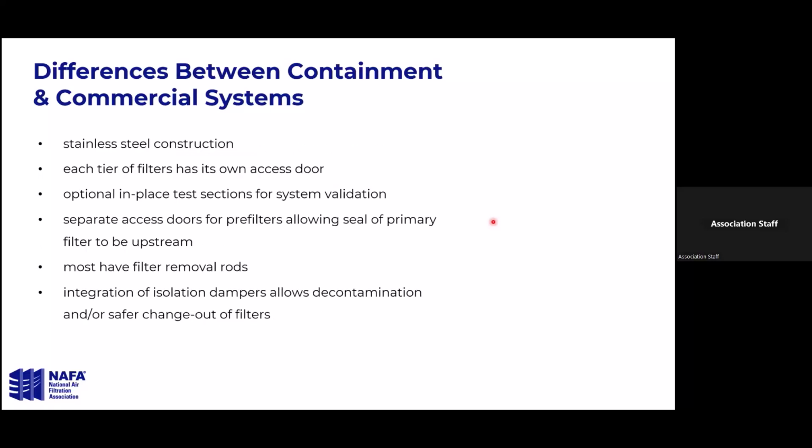Stainless steel construction, especially here in the States. Each tier of filters is going to have its own access door on a containment housing. So you may see a commercial system that's 3 high, and when you open that door, you see all 3 tiers of filters. On a containment housing, you're going to have individual doors per tier. So if it's a 3 high housing with HEPA filters, you're going to have 3 separate doors to get access to that tier of HEPA. And that helps in the safety of doing filter changeouts. That also helps with being able to maintain those higher pressures as well.